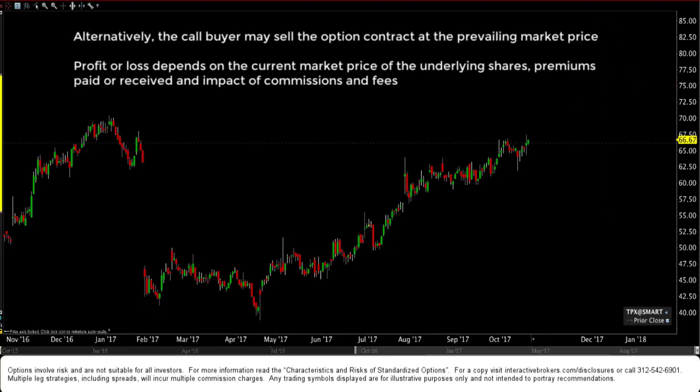Alternatively, the call buyer may sell the option contract at the prevailing market price. Whether or not he makes a profit depends on the current market price of the underlying shares, the amount of the premium paid, as well as any commission or fees.